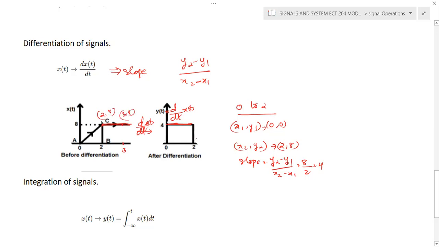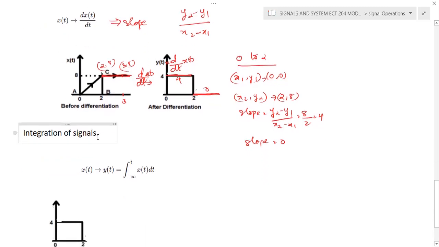And if you find out y2 minus y1, it becomes 0. So slope becomes 0 from 2 onwards. When it's a constant line, slope is equal to 0. So here slope is equal to 4, and here slope is equal to 0. So you will get a square waveform like this. So this is a differentiated waveform. So when you want to find out the derivative of the signal, simply find the slope of the waveform.